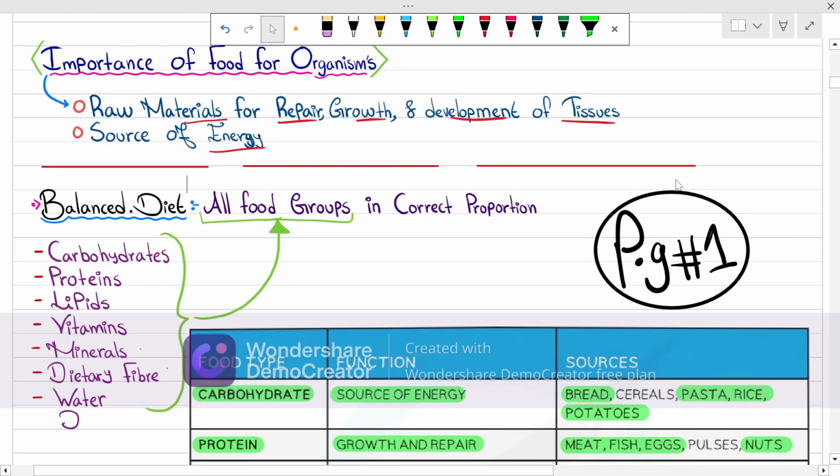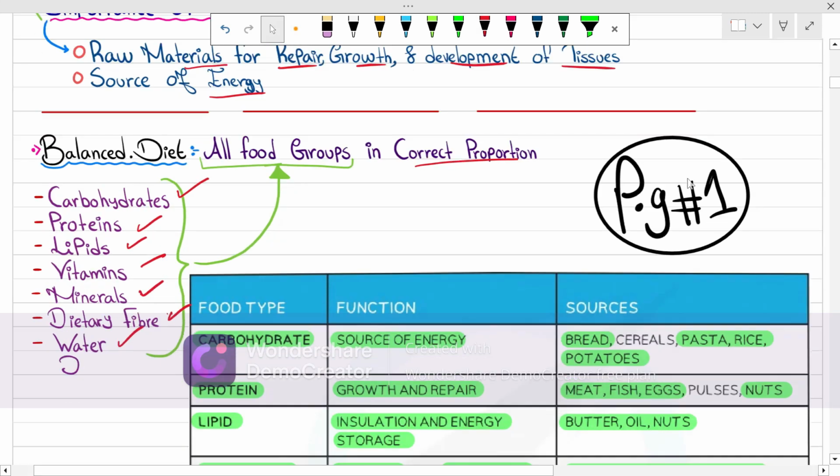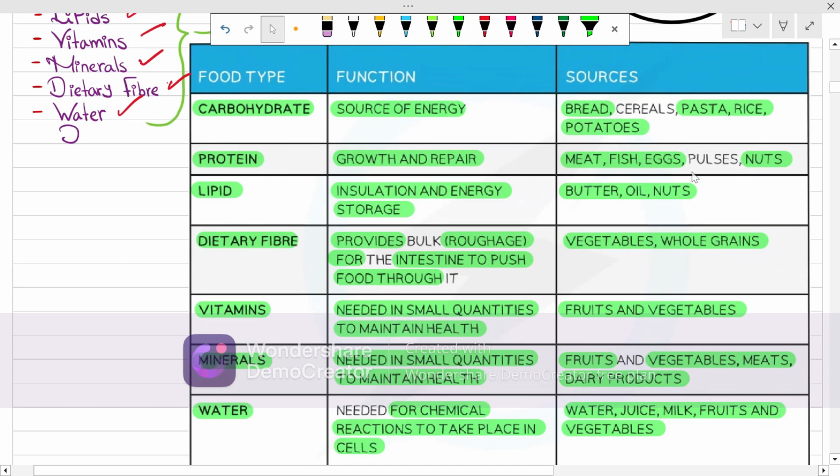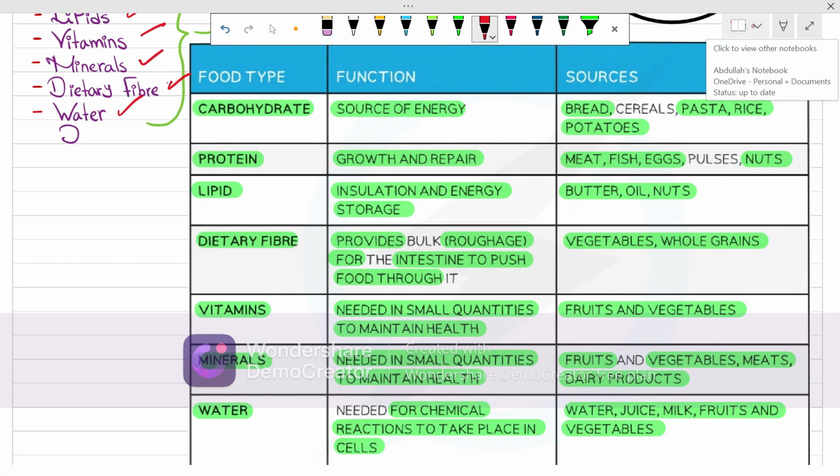Balanced diet. A balanced diet is all food groups in correct proportion. All food groups include carbohydrates, proteins, lipids, vitamins, minerals, dietary fiber, and water. Let's use this table to understand all the food groups. This table includes the food type, its function, and the sources of this food.